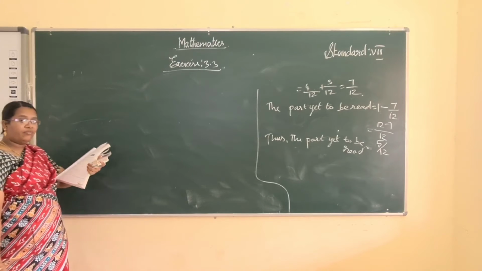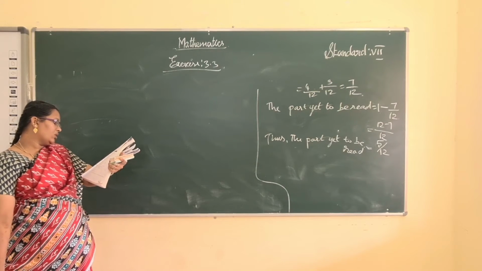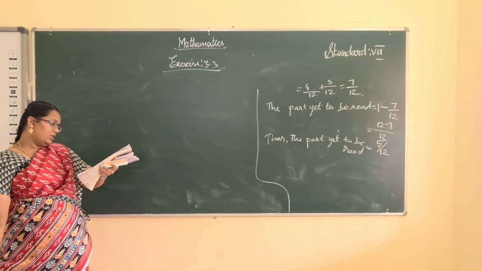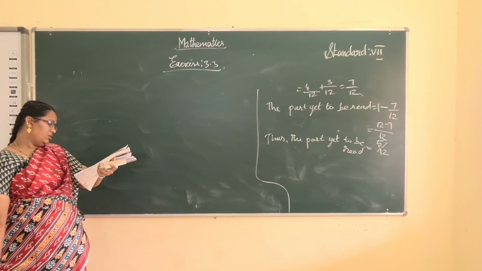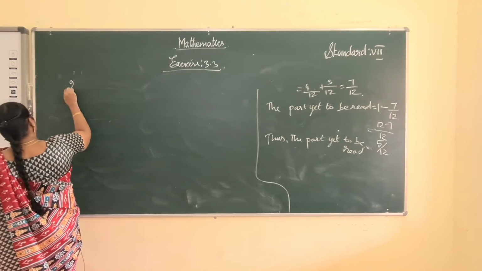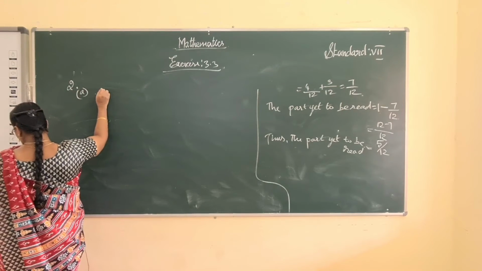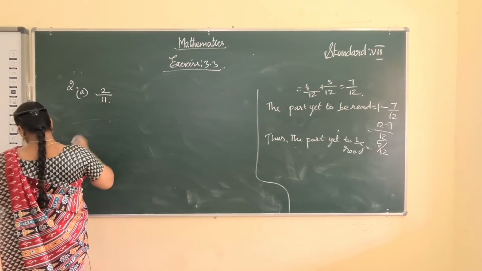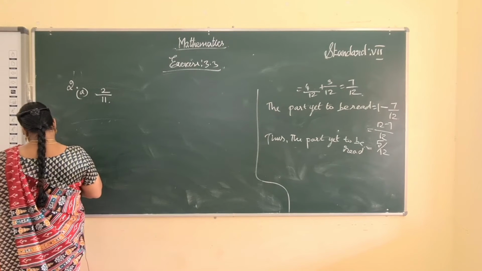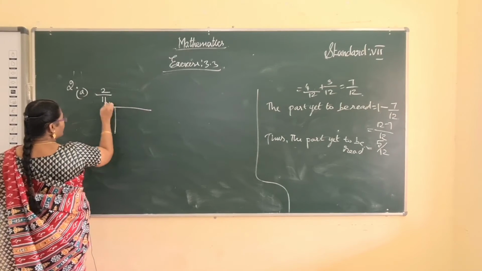So we have already completed the first problem. Now move to the second one. Convert the following rational numbers into decimal numbers. First one. So find it out using the long division method.